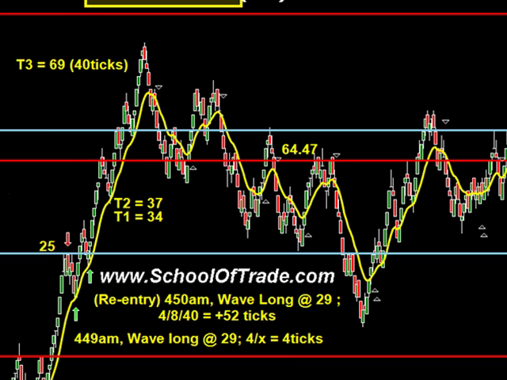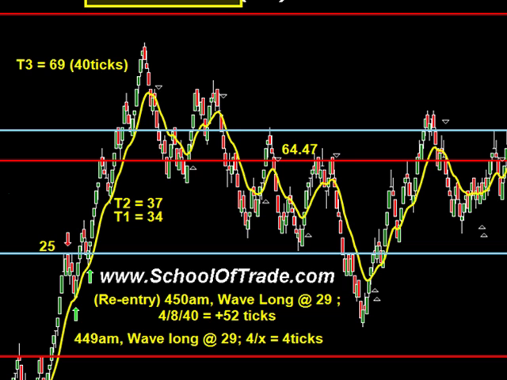Got above that 25 level you can see there marked to the left. And once I was above 25, got back in again at 29. Now this is where we made our money on this re-entry. Got us in here 50 minutes past the hour, so literally a split second after we got our first entry filled, and out. This one took us at 4, 8, and 40.